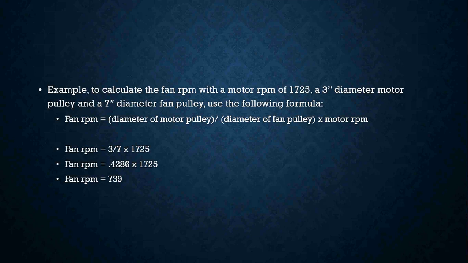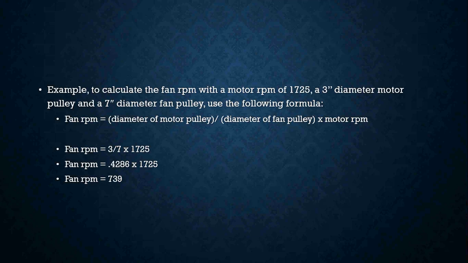To do that, we are going to use the following formula. We're going to take the diameter of the motor pulley and divide it by the diameter of the fan pulley, and then we're going to multiply it by the motor RPMs. Okay, so we know that we have a 3-inch diameter motor pulley and a 7-inch diameter fan pulley. So we're going to take those two numbers and divide them: 3 divided by 7. And then we're going to multiply it by the RPMs of the motor, which we know is 1725. So we plug in those numbers.